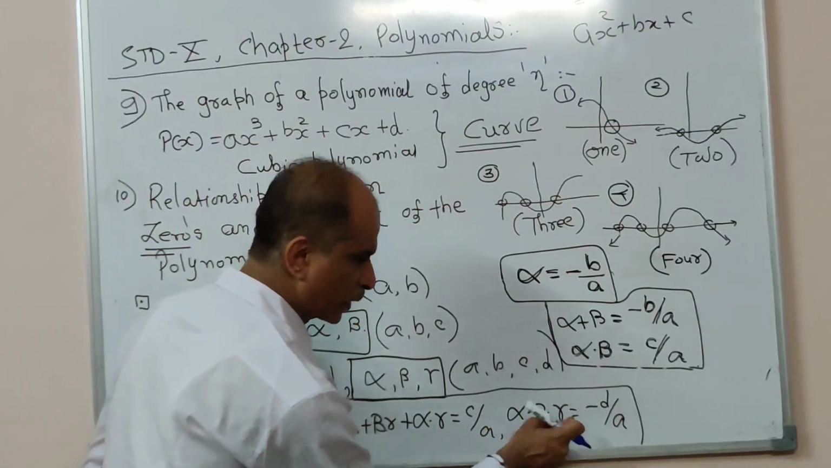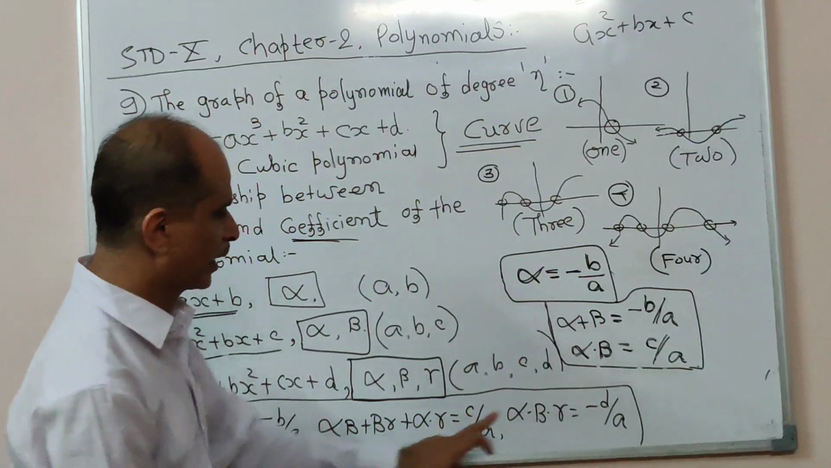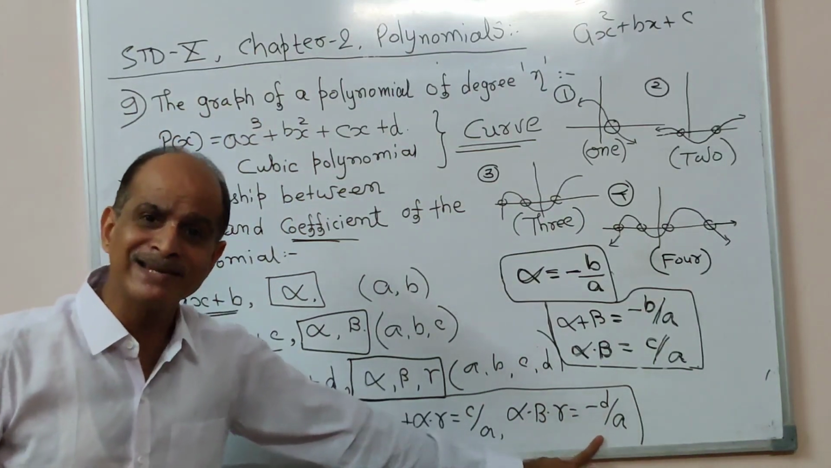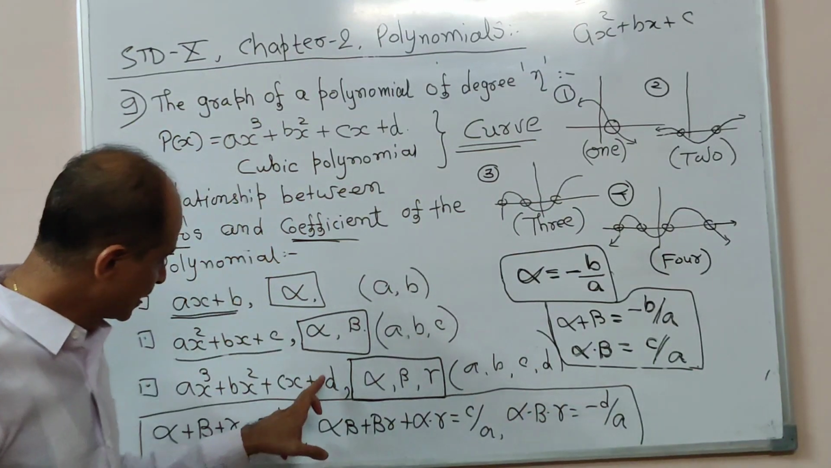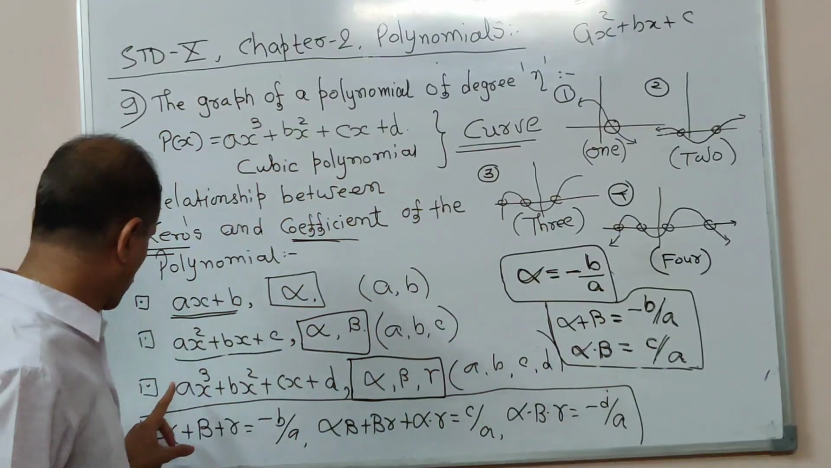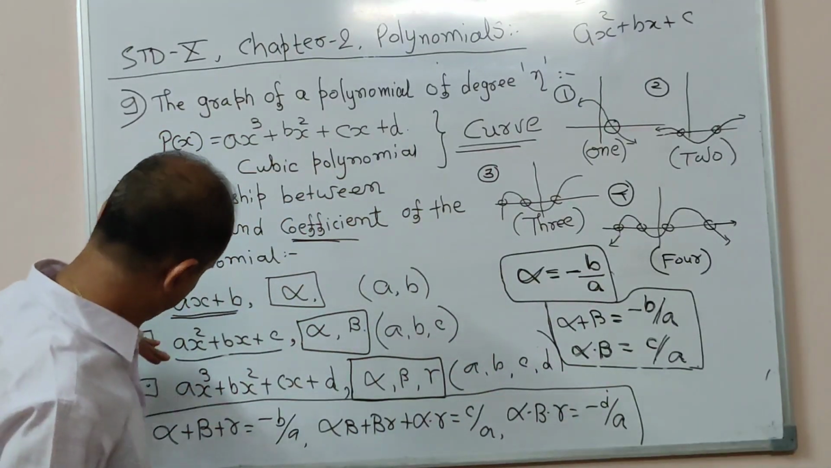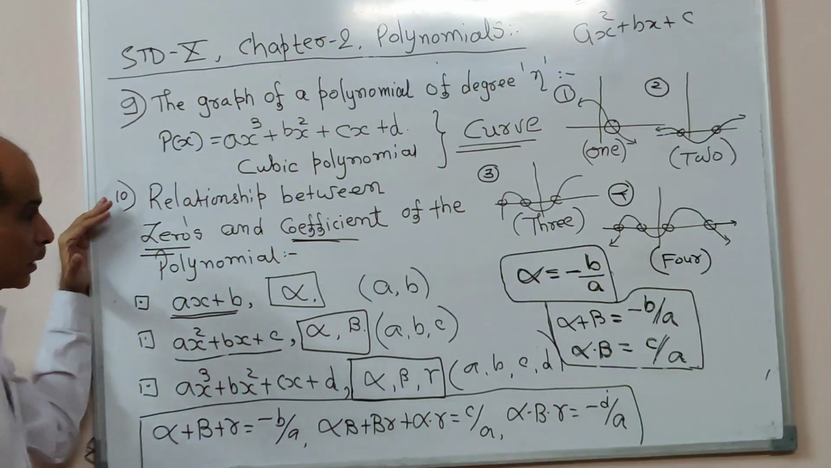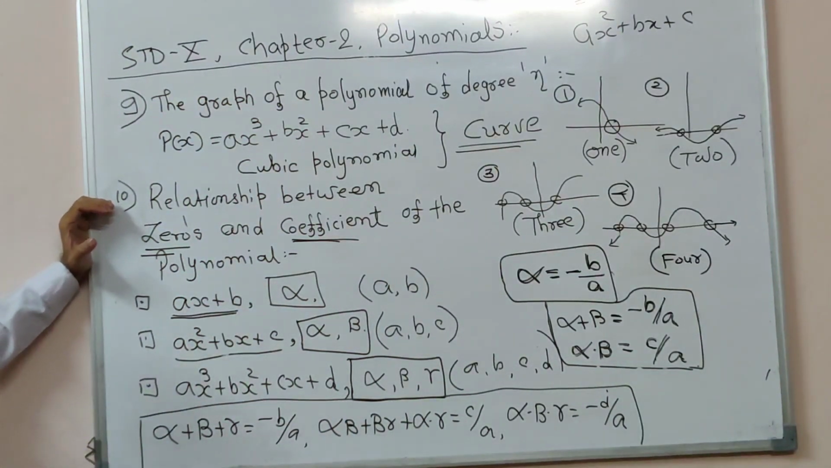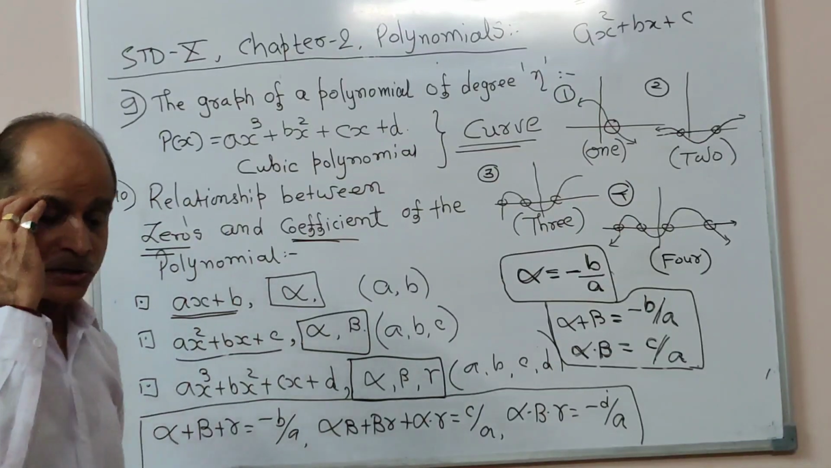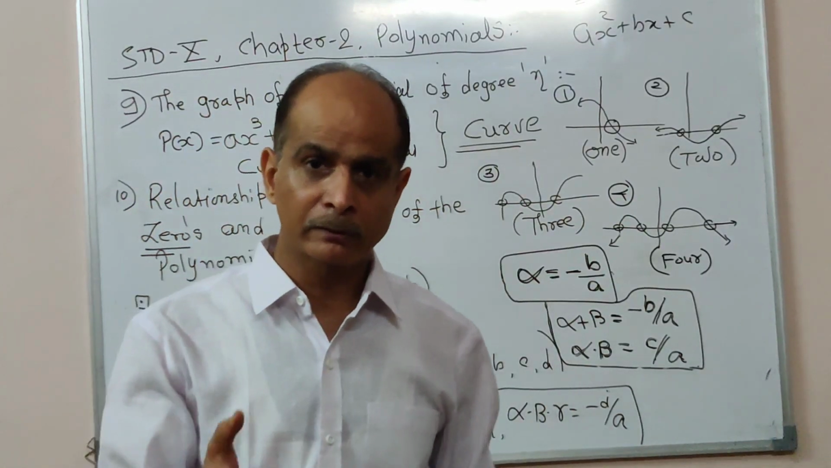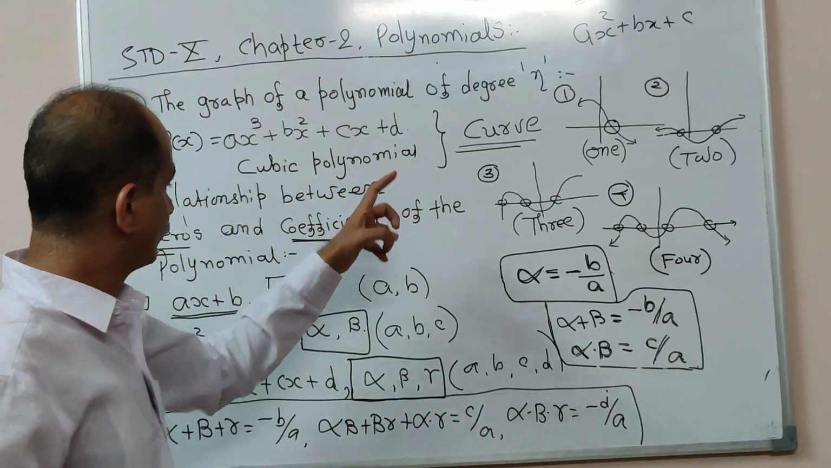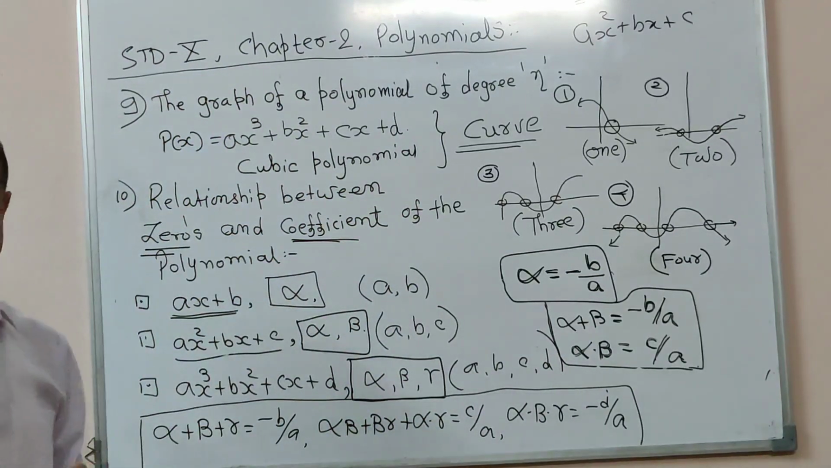The product of three zeros means alpha into beta into gamma is equal to minus d by a. So minus d means constant coefficient upon coefficient of x cube. So this is a very important article from the exam point of view, and that is the relationship between zeros and coefficients.